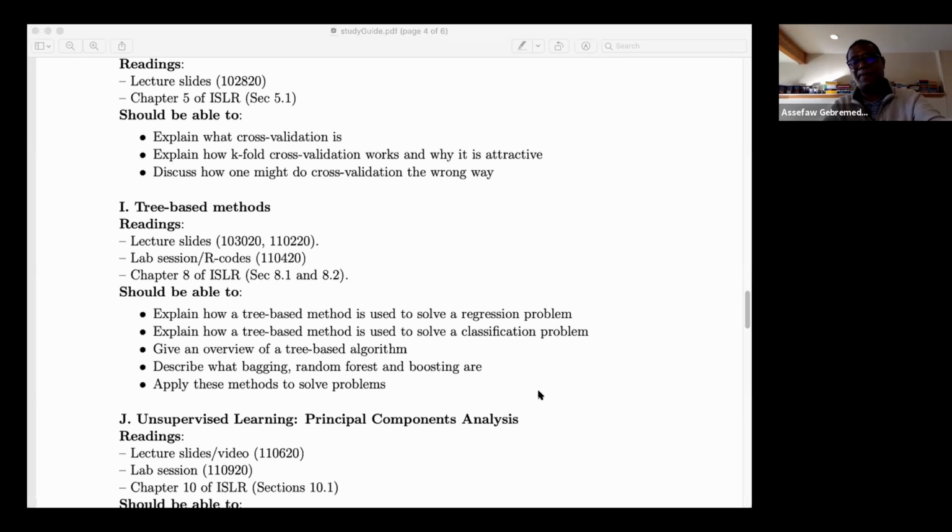But I have said apply. Some of the questions I would have in the exam may ask you not just to tell me back what a tree-based method is, but to kind of use it for a context I would describe, or a problem I would say, you use it and show me that you can use it.